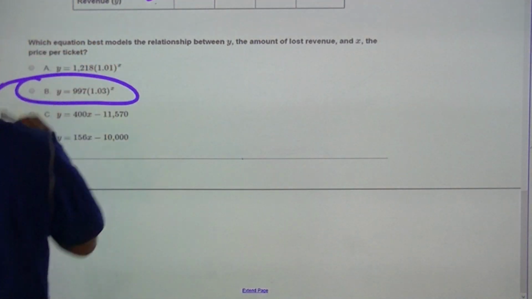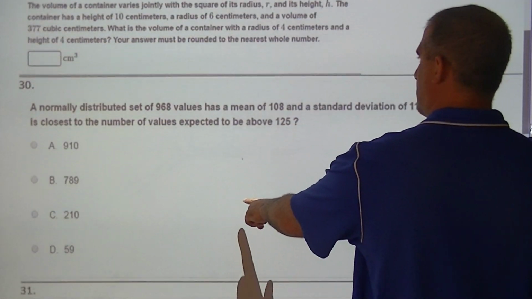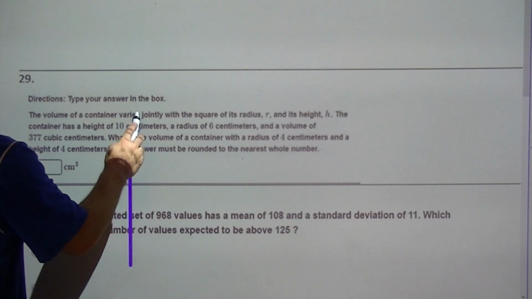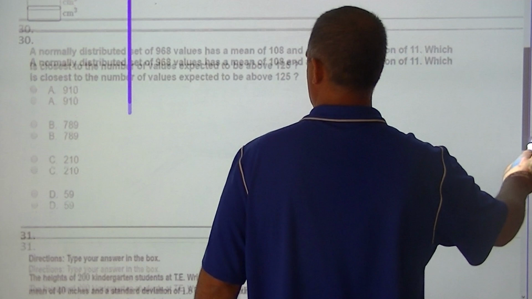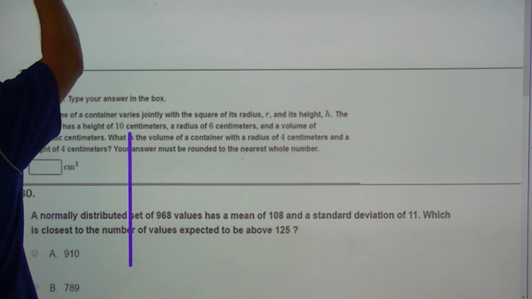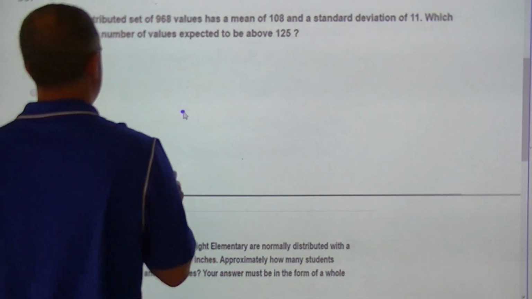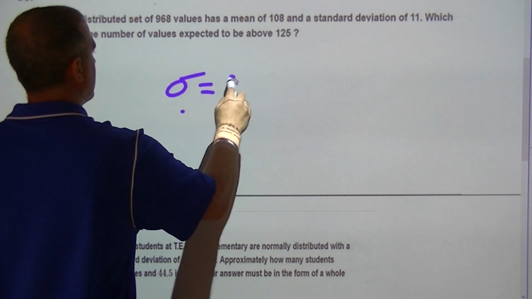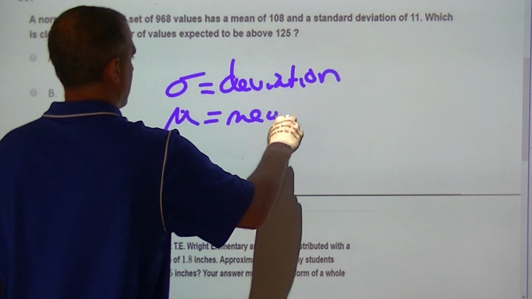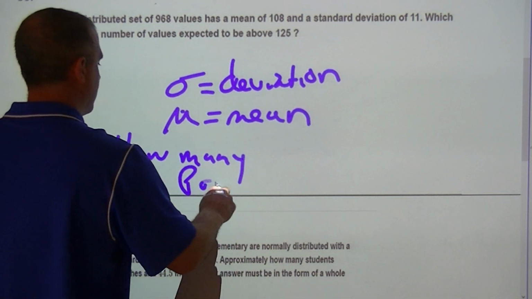Okay. This is one I'm going to have to write out. I'll just come back to this. This is one I could do in the calculator. As a reminder with these, your sigma is your standard deviation. This is the mean. When they ask how many, you take the probability times the number.